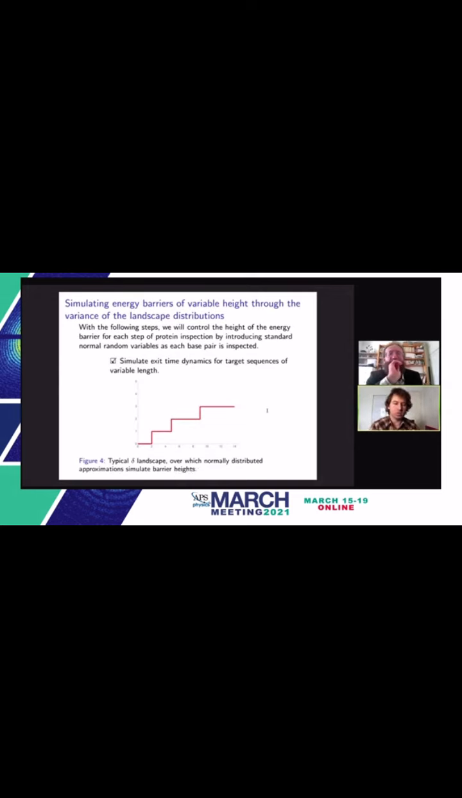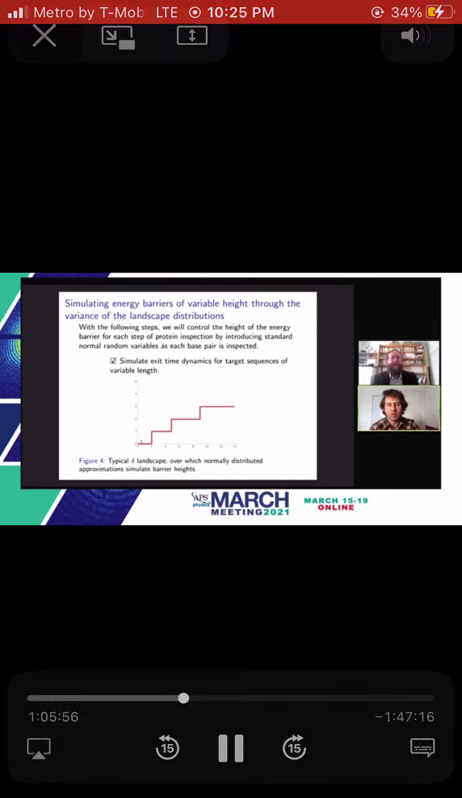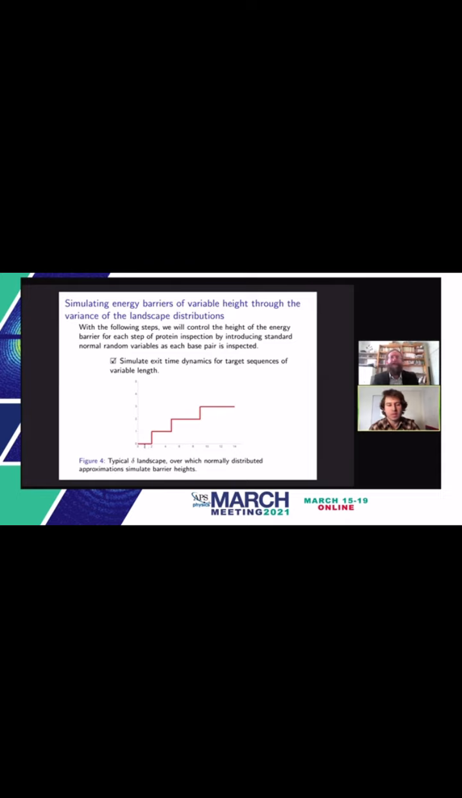To work towards our general goal of simulating exit time dynamics, we'll take a typical delta landscape such as this one. The potential or energy barrier can either be constant across base pairs or it can be variable. But what we'll do is prepare Gaussian distributions over each neighboring base pair, and we will derive a dependence in our analytical solution for the height and the variance of the distribution, from which we can perform several computations and solve these initial value problems in parallel.